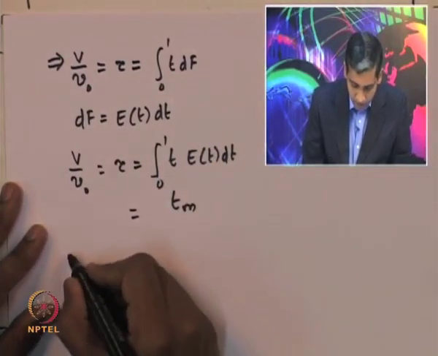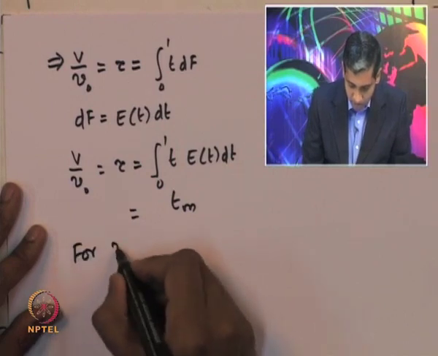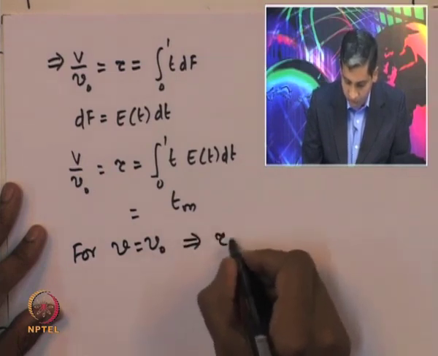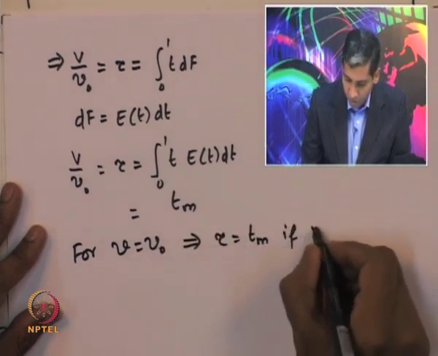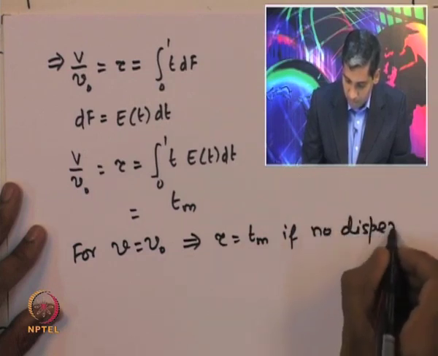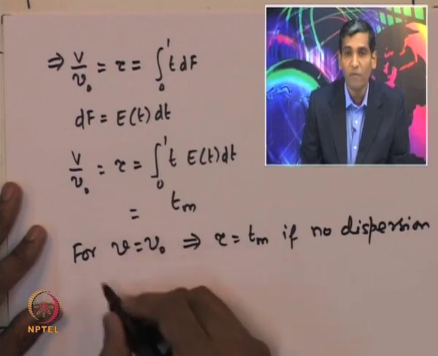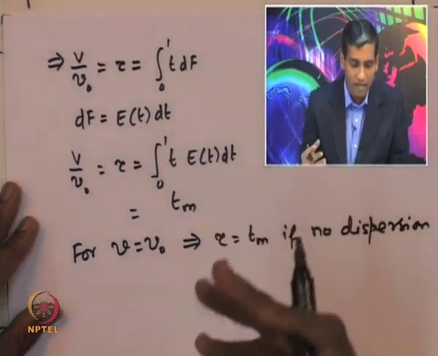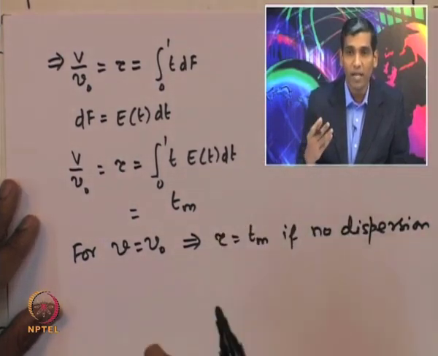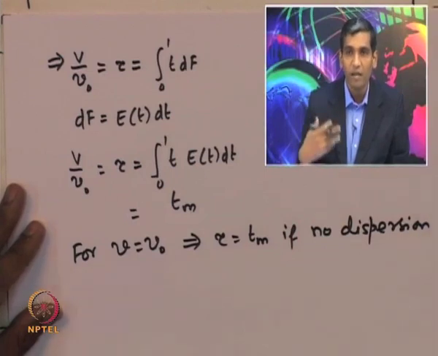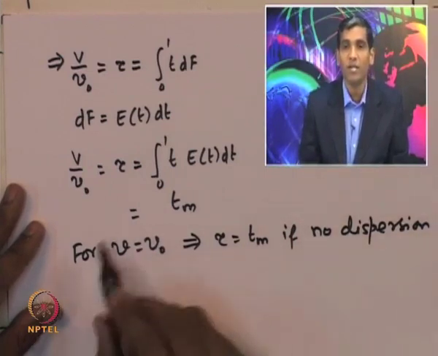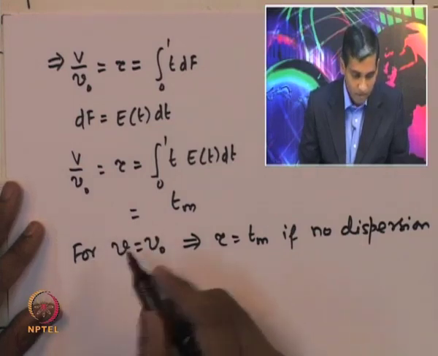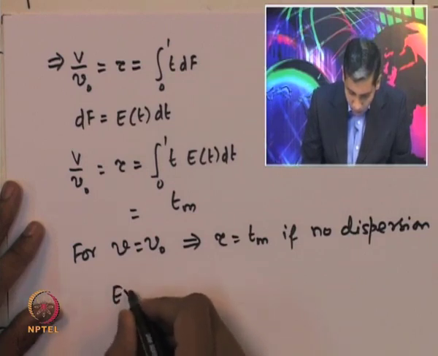So, clearly for V equal to V naught, for constant volumetric flow rate, tau equal to T m if no dispersion. And remember that this V equal to V naught is true for gases only if the reactor is operated under constant pressure drop and the temperature is maintained constant, that is isothermal conditions, and if the number of moles does not change because of the reaction. Only under those conditions the effluent stream volumetric flow rate may be assumed as a constant. Okay.